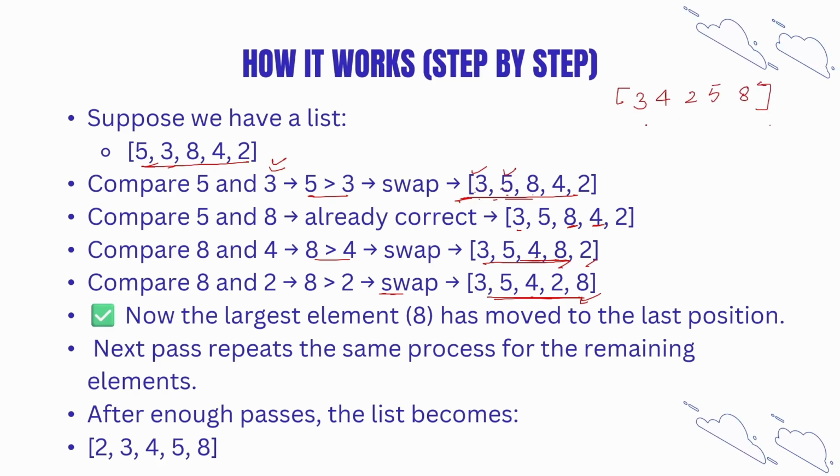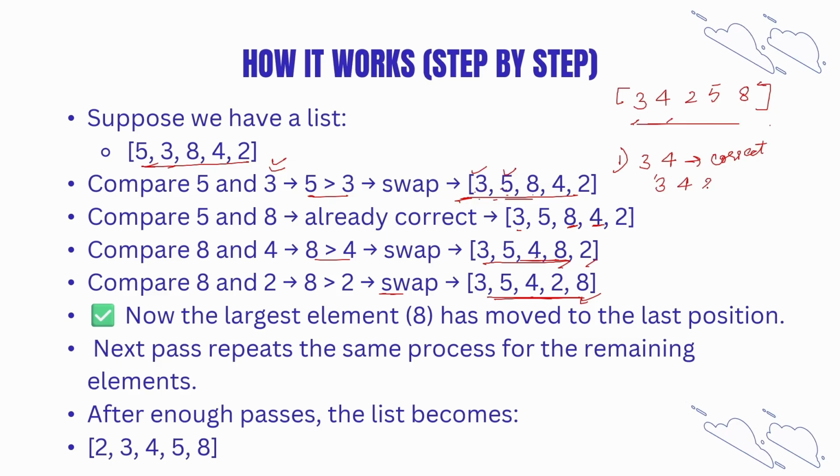So after the second cycle, this was our list: 3, 4, 2, 5, 8. Again, first we will compare 3 and 4. Since 3 and 4 are at the correct position, we will not swap. Our list is 3, 4, 2, 5, 8.